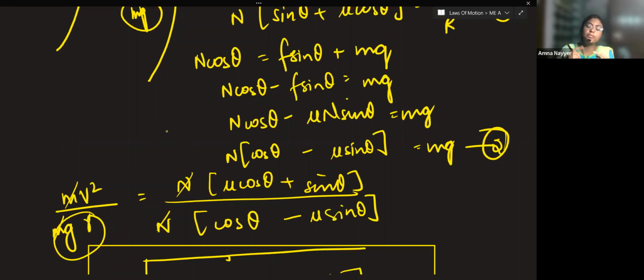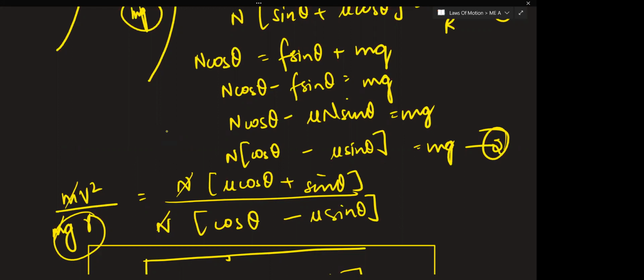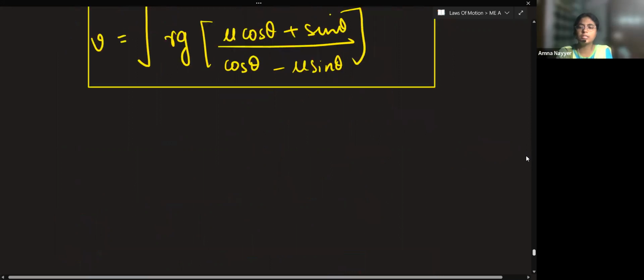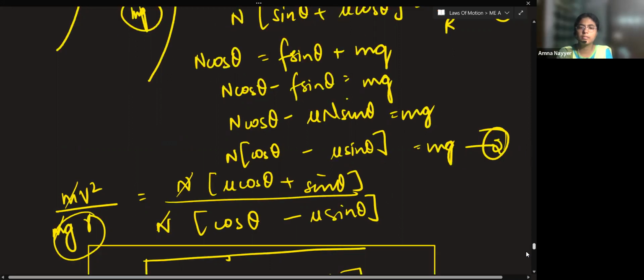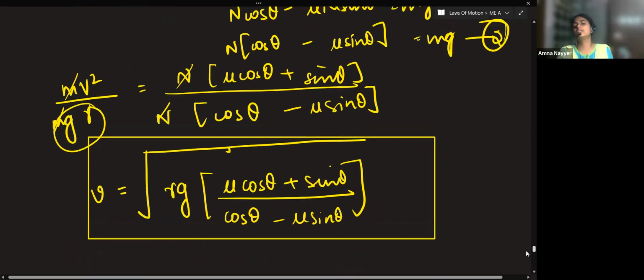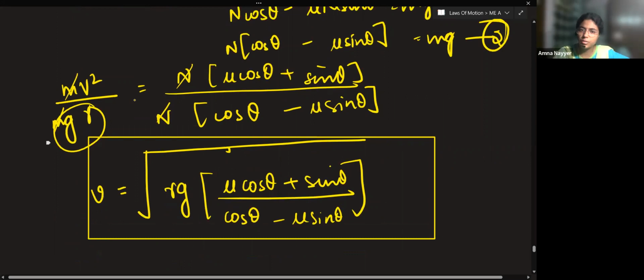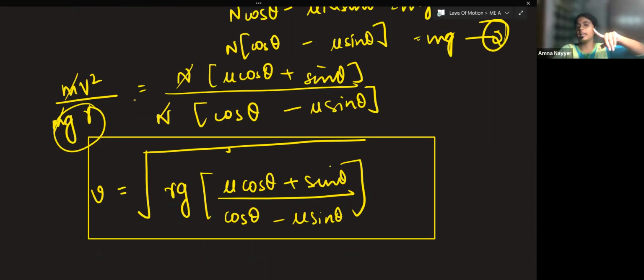Now using these two, first tell me, are the steps till these two equations clear? Yes, ma'am. Okay. Now simply I have used these two equations and I have divided them. Once I divide these two equations, N gets cancelled, Rg is left, V square is left, and this part. Sin theta plus mu cos theta was there, and right now only cos theta minus mu sin theta. Got it?